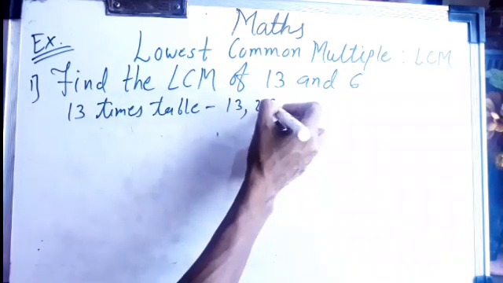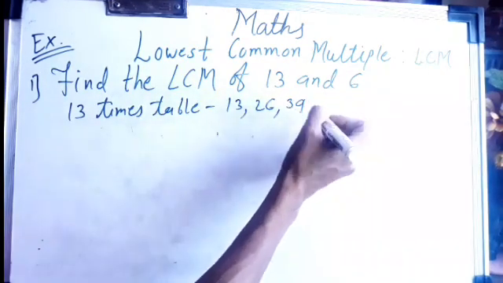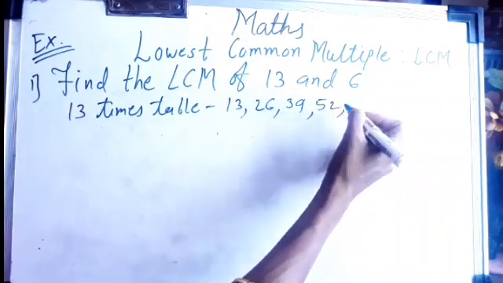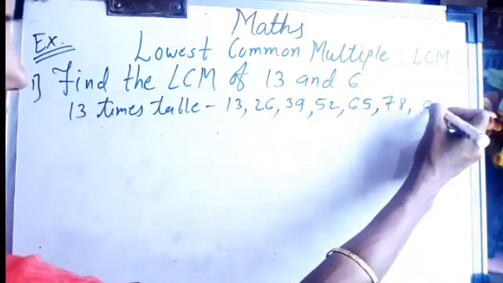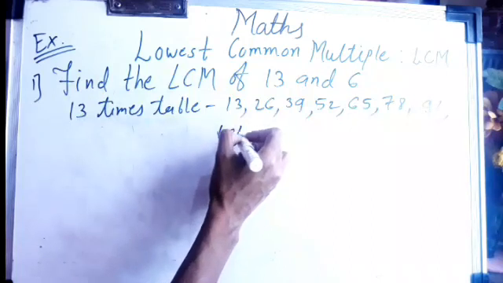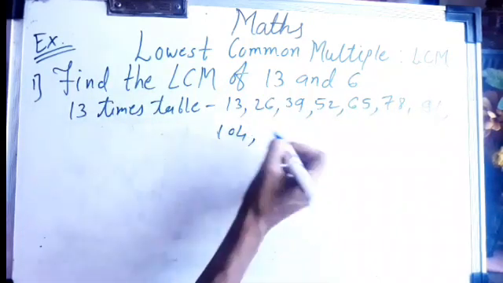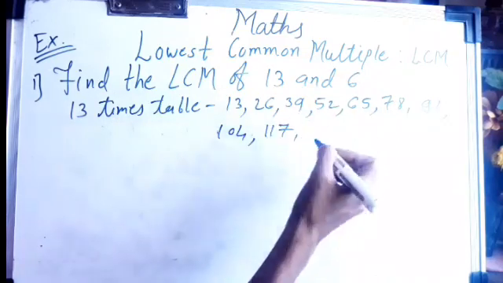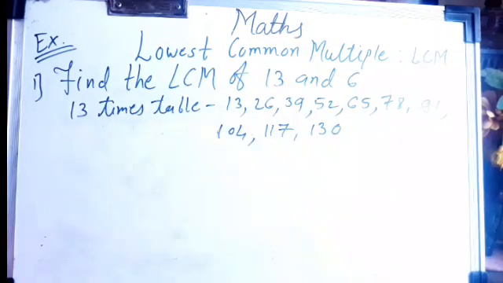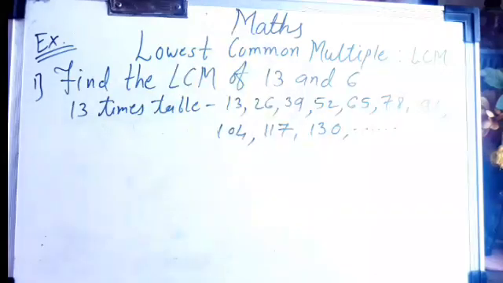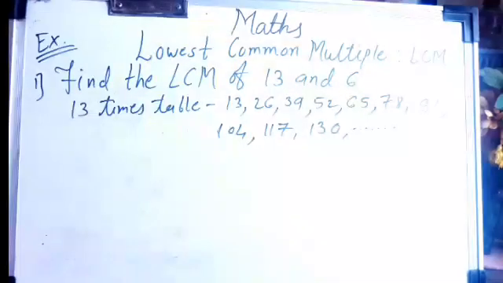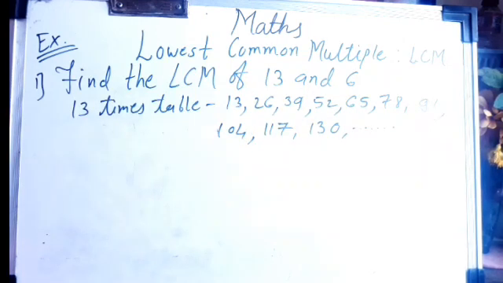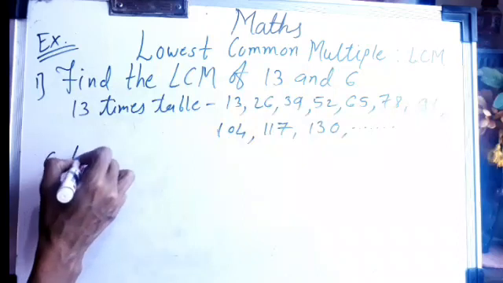13 1s are 13, 13 2s are 26, 13 3s are 39, 13 4s are 52, and so on. You write this table: 65, 78, then 91, then 104, 117, and 10s are 130. Also you can extend this table. If I go on adding 13, you will get the next table, because sometimes we need to extend the table also.